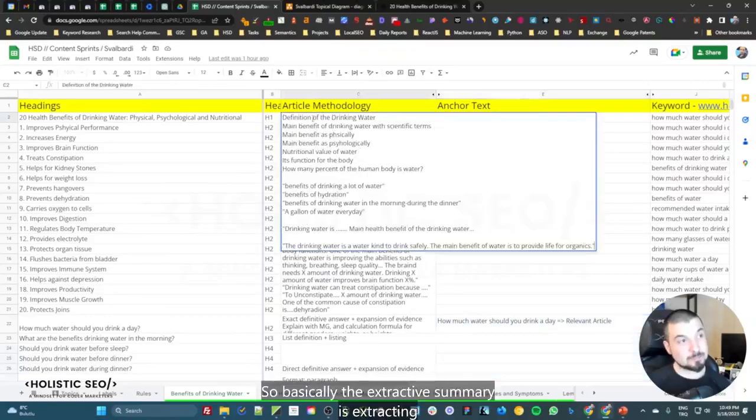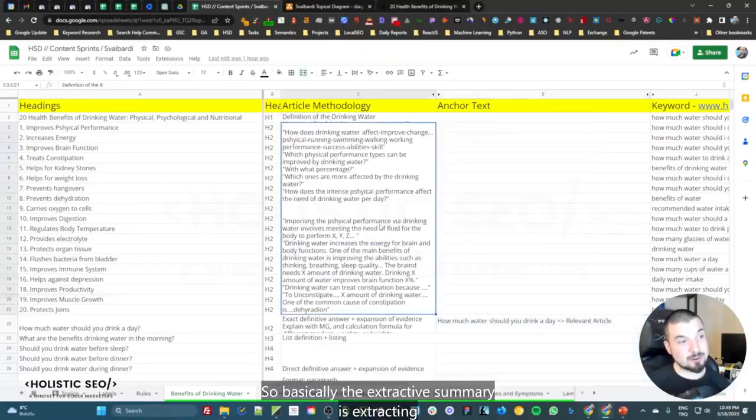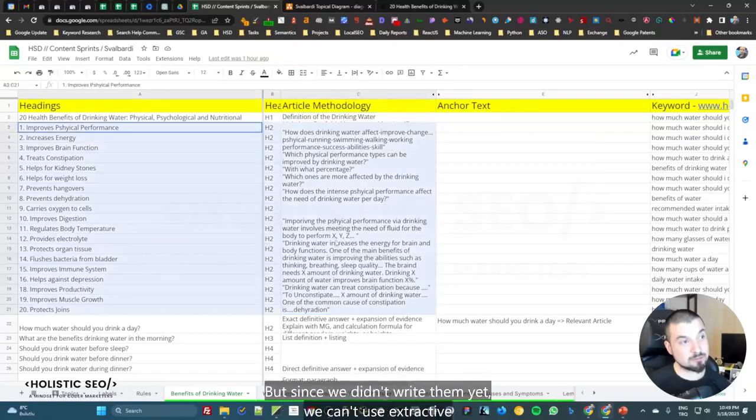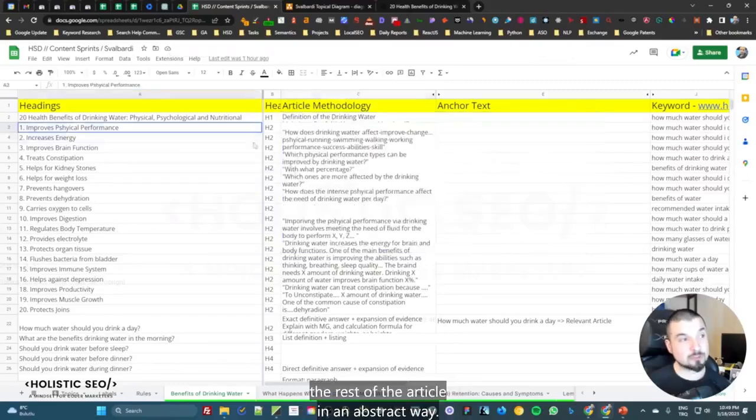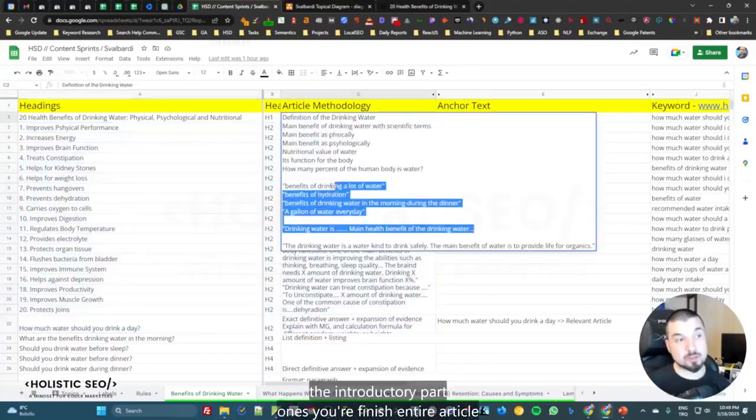So basically, the extractive summary is extracting certain types of sentences and putting them here. But since we didn't write them yet, we can't use an extractive summary at the beginning. So that's why at the beginning you will need to write an abstractive summary, which means you will need to imagine the rest of the article in an abstract way. Then you will need to write the introductory part.